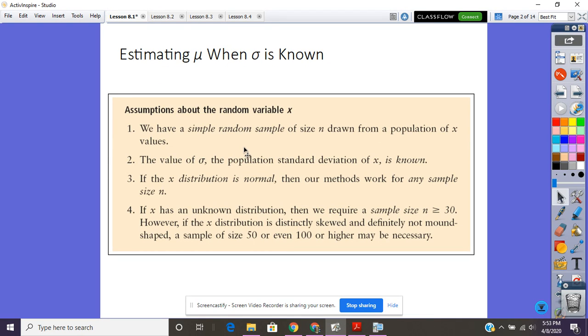So, like I said, we have a random sample of n items or n values drawn from a population. We know the population standard deviation, usually from historical data or something like that. We just may not be as sure about the actual mean right at this time. If the X distribution is normal, then we can use any sample size. However, if we don't know what the distribution is, we need a sample size of at least 30. And if it's really not mound shaped or skewed one way or another, we could even use bigger sample sizes like 50 or 100.